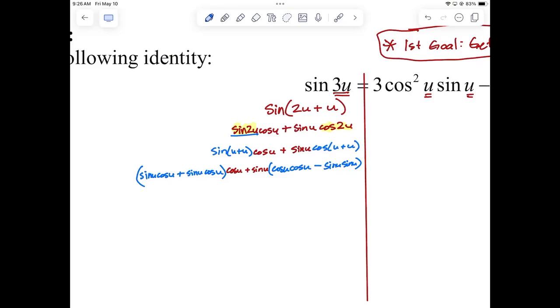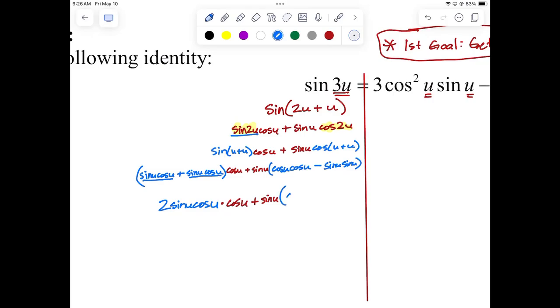Now, notice in the blue parentheses, because the angles were the same, I have sine u cosine u plus sine u cosine u. That changes into 2 sine of u cosine u. So it goes back to one term, times cosine of u, and then plus sine of u. Notice the cosine of u becomes cosine squared of u minus sine squared of u. No, it's not 1 because it's minus. If they were both positive, it would be 1. If they were both negative, it would be negative 1, but one's positive, one's negative.